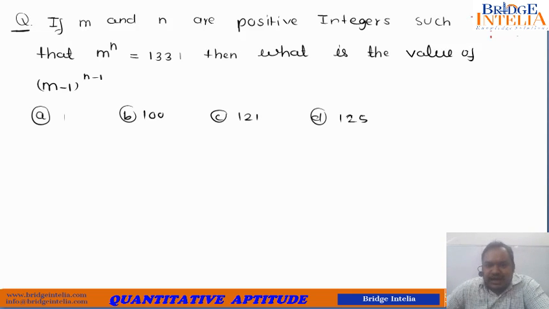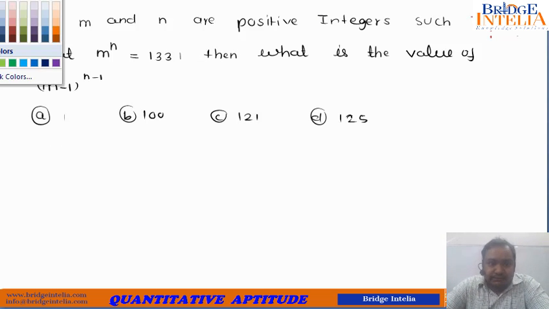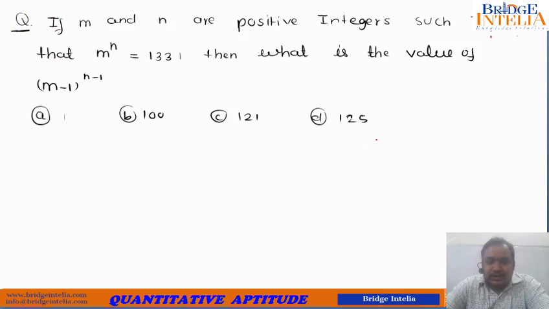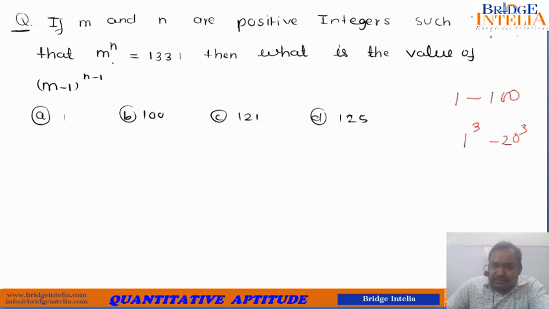So if m and n are positive integers such that m to the power n is equal to 1331, then what is the value of m minus 1 to the power n minus 1? If you are well prepared, then you must remember. The best of the best teachers will tell you that before appearing for any competitive exams, you must remember the squares of 1 to 100 and cubes of at least 1 to 20. So if you are in practice, you would immediately realize that 1331 is basically 11 cube. The moment you realize this, the job is done.